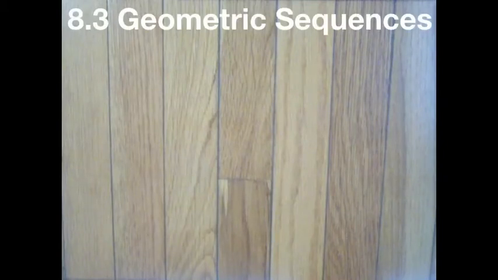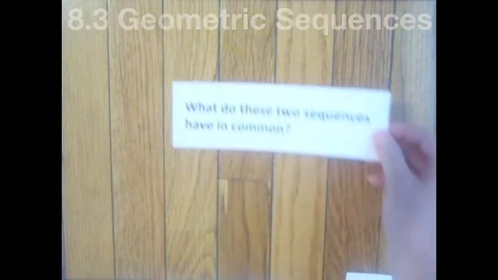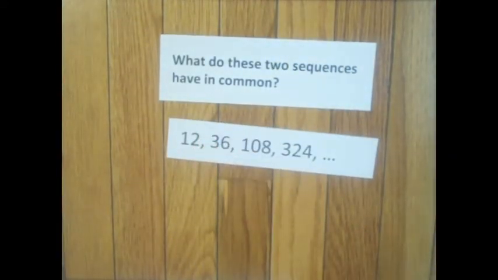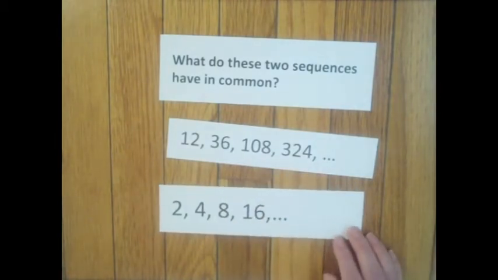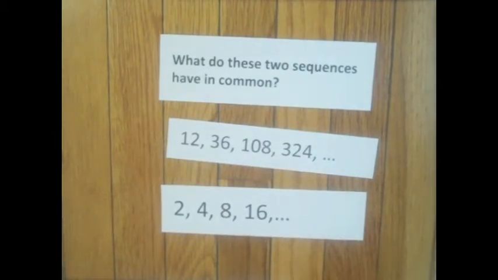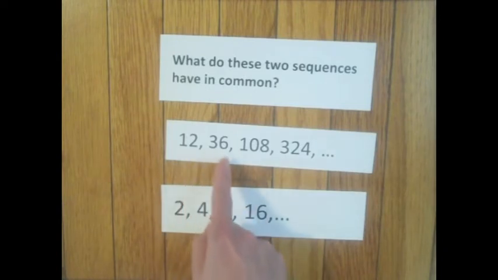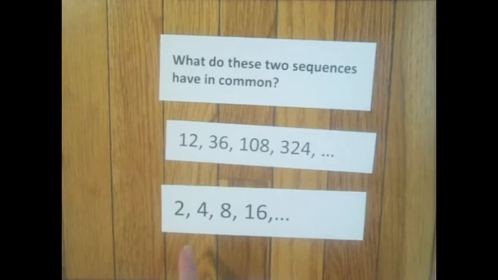This lesson is over 8.3 geometric sequences. What do these two sequences have in common? Go ahead and pause and see if you can notice something. When looking at this first sequence, we notice that 12 times 3 is 36, 36 times 3 is 108, etc. And on the bottom, we have 2 times 2 is 4, 4 times 2 is 8, 8 times 2 is 16.